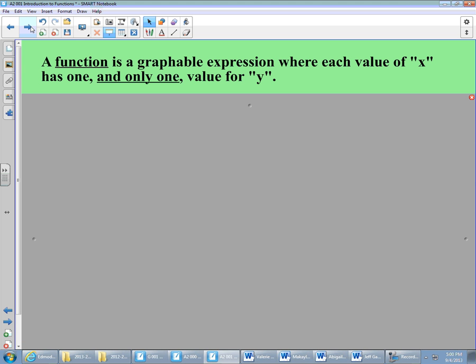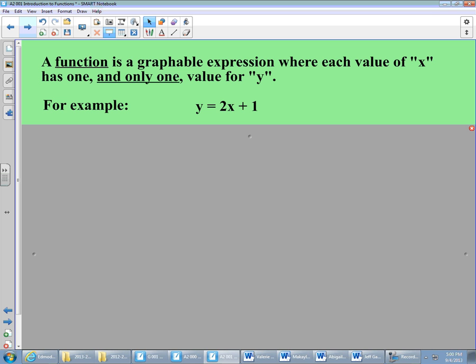Okay, now another review definition. We had this the other day, but you may want to go ahead and jot it down again, especially if you don't have it perfect in your brain yet. Let's kick that knowledge base back up to 100%. A function is a graphable expression where each value of x has one and only one value for y.